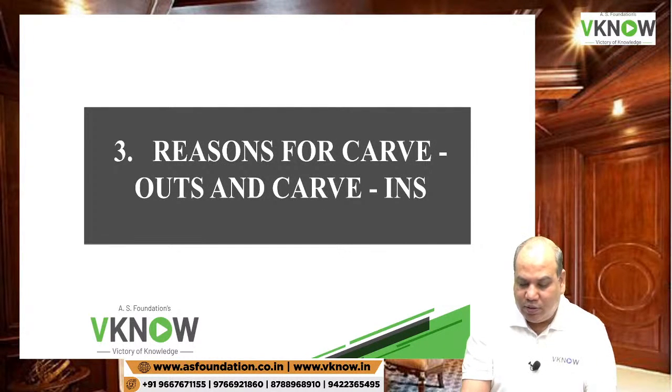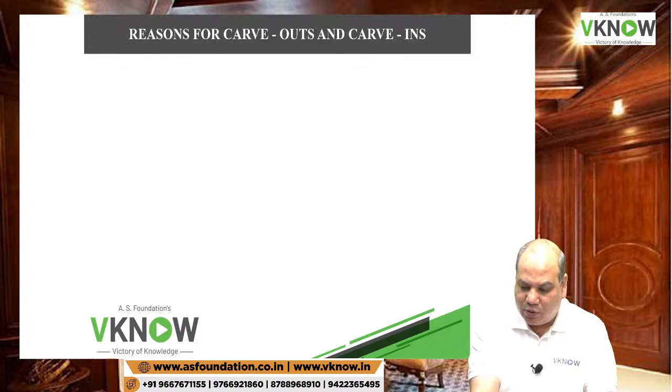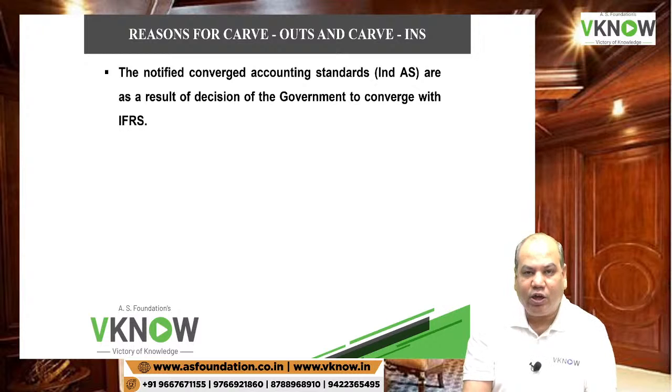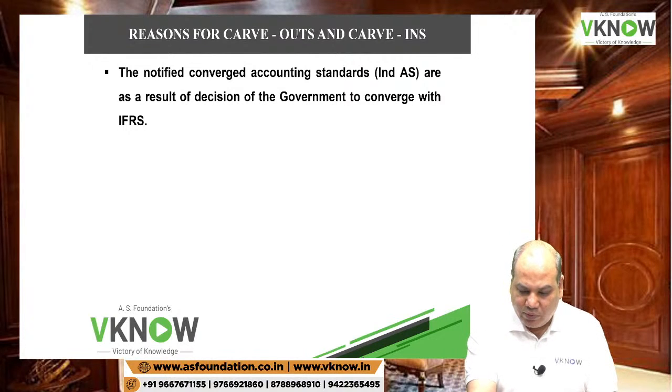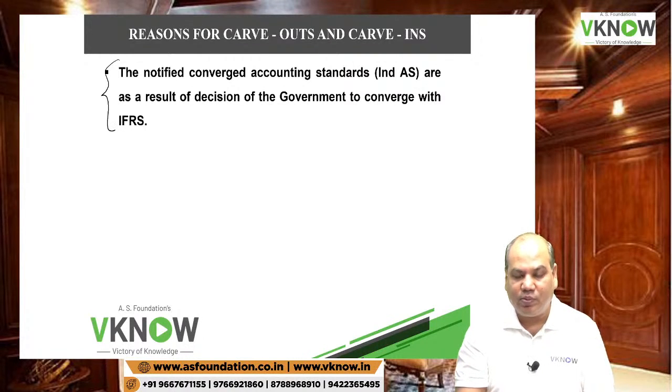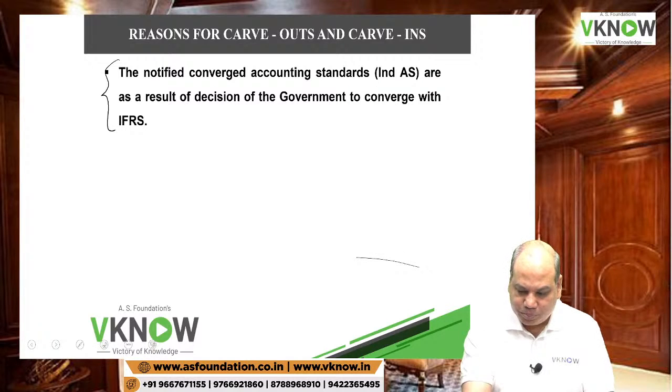You are right. Then next is reasons for carve-in and carve-out. One reason we discussed for carve-in, carve-out was the economic environment. The notified converged accounting standards are a result of the decision of the government to converge with IFRS. So why we have adopted IFRS, you have understood. Why we have converged to IFRS, you have understood. Our Prime Minister at that time, Manmohan Singh, made a commitment in the G20 summit that India will sooner or later converge to IFRS. So we decided to converge with IFRS. Why we decided to converge with IFRS, that also we have discussed.